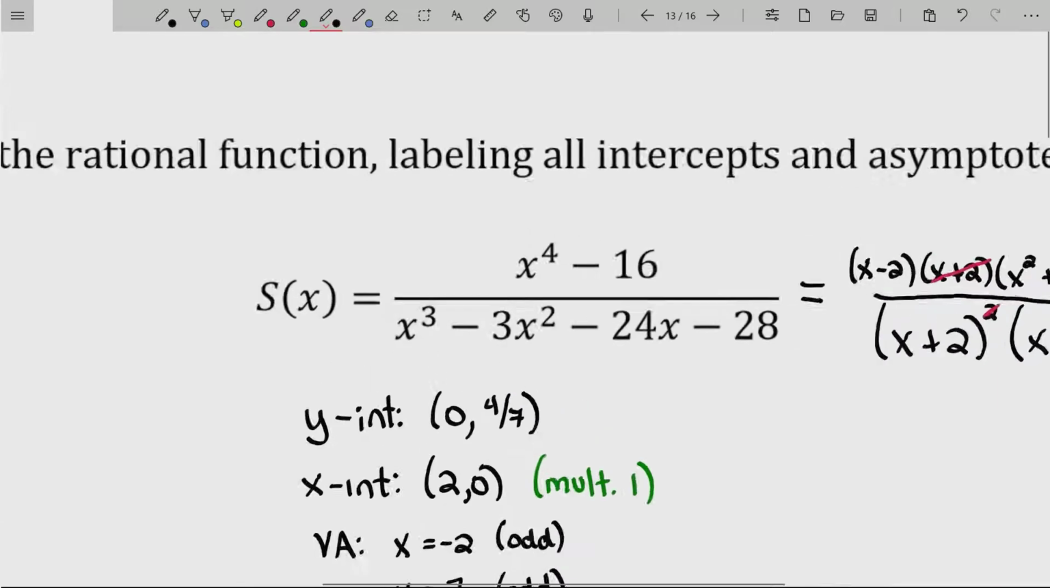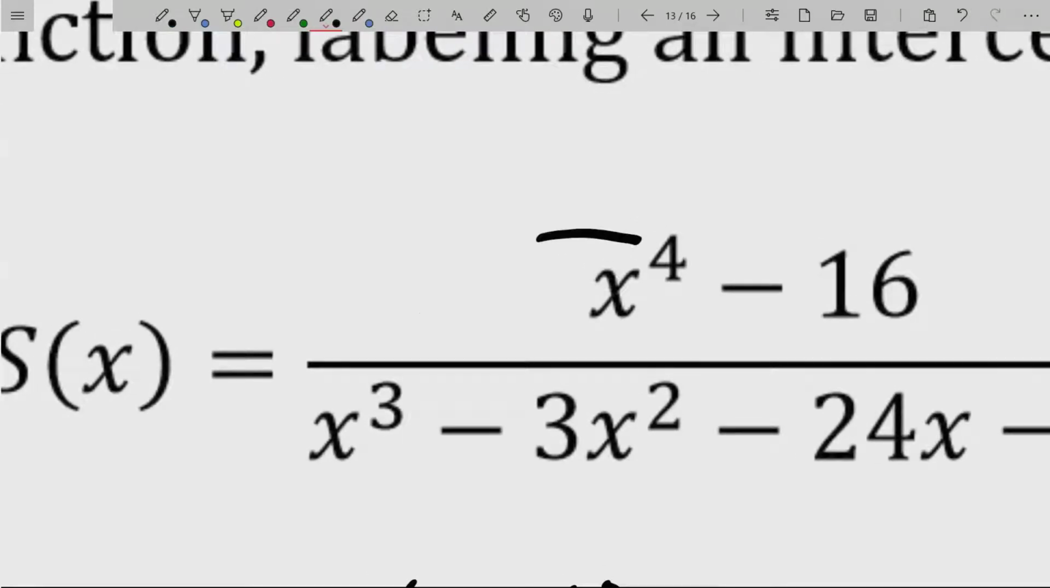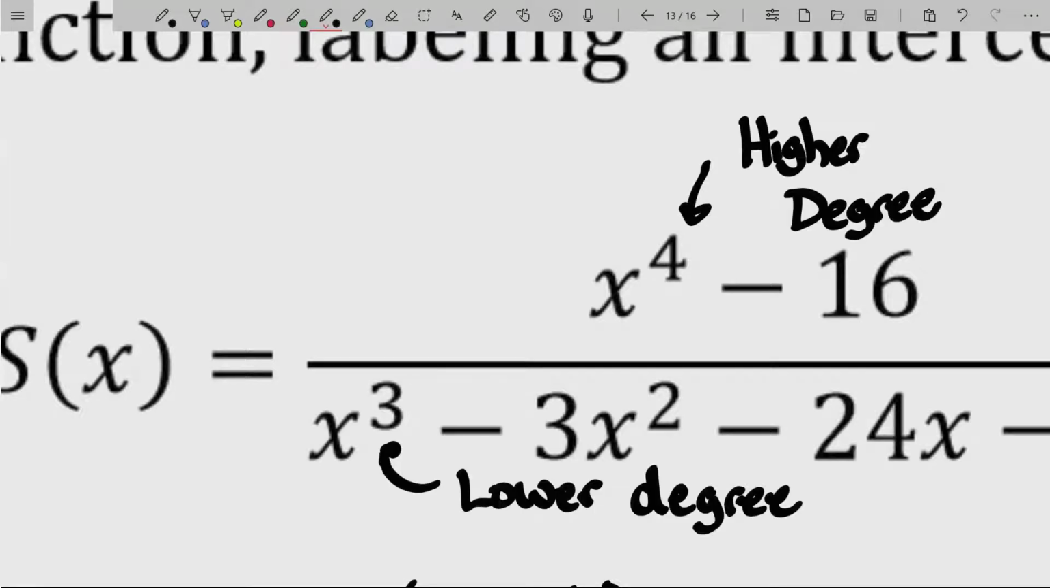Well, if the power in the numerator matched the power in the denominator, in other words, if the degree of the numerator matched the degree of the denominator, then you would have a horizontal asymptote at the ratio of their leading coefficients. If, on the other hand, the denominator had higher degree than the numerator, well then, you'd have a horizontal asymptote at y equals 0. But in this case, because the numerator has a higher degree than the denominator, that means you're going to have an oblique asymptote, which means you need to do long division.